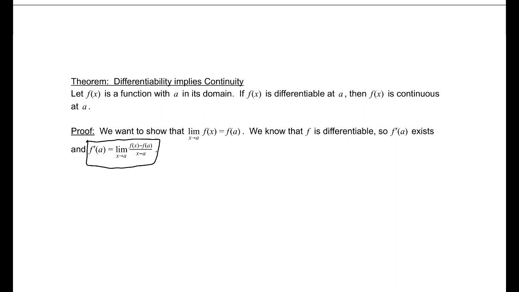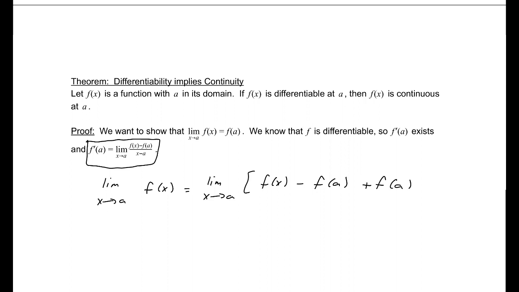That is important. So first, let's go ahead and consider the limit as x approaches a of f of x. All right, now we're going to pull some algebra in here. Let's go ahead and take the limit as x approaches a. That is the same as if I did f of x minus f of a plus f of a. Now, certainly you'll agree with that. I've added and subtracted the same thing.